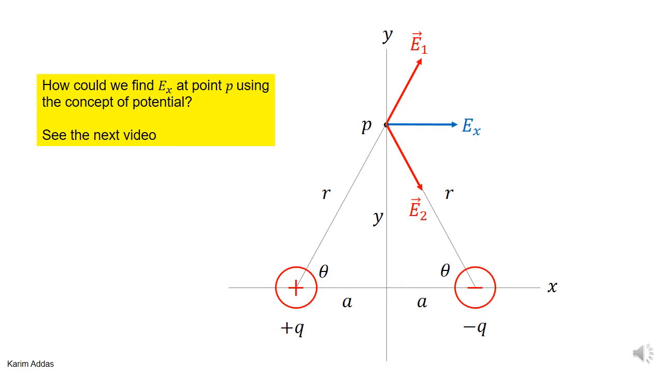This is very nice for E_y, but what about E_x? How could you find the x component of the electric field at point P using the concept of potential? This is going to be the topic of the next video.